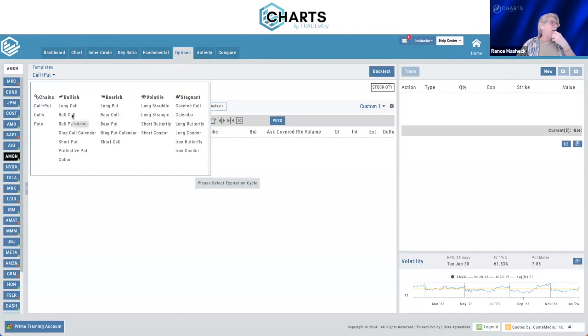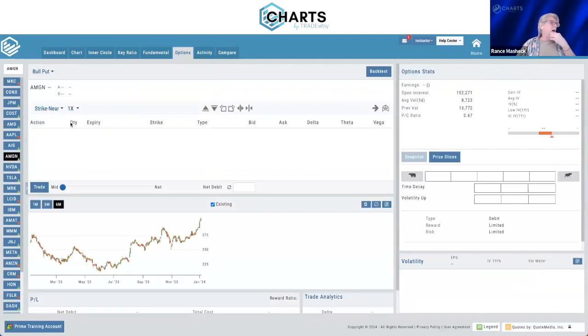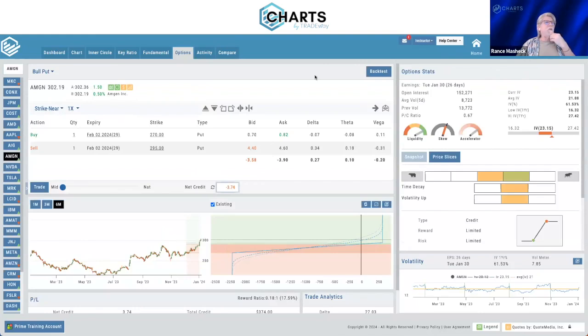All right, the next one I want to talk about is another feature we added that is a little bit advanced, but at the same time, it really can help you understand how a trade is going to behave in a particular scenario.